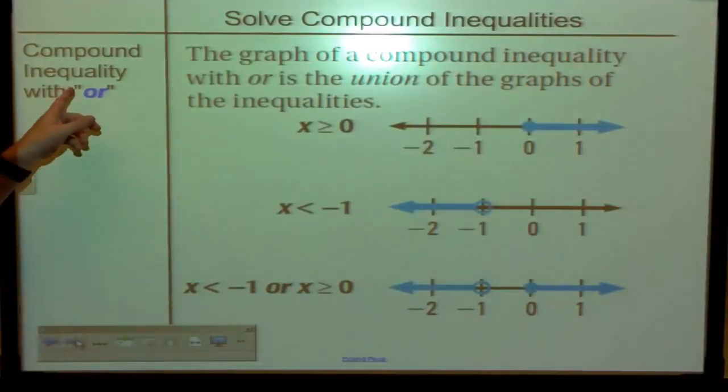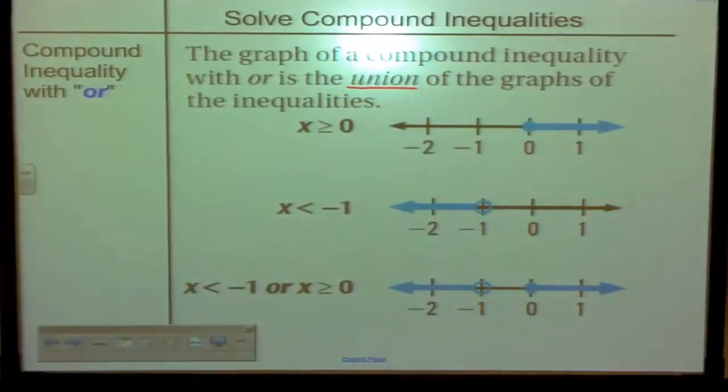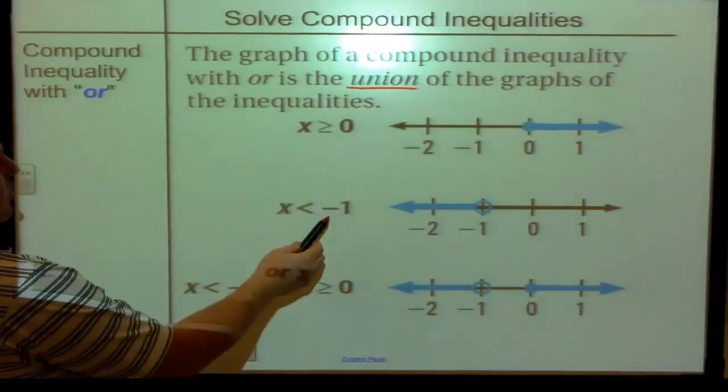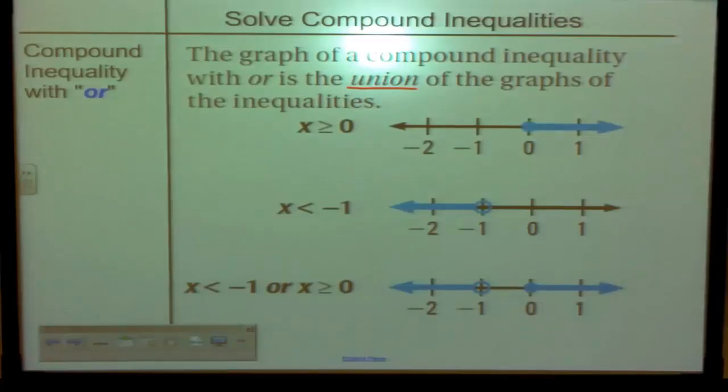Compound inequalities with the word or really means union, where we combine the answers of both. So in order to be a solution, it has to be a solution of this one or that one, but it does not have to be both. So it's not an overlap, it's a combination of both.